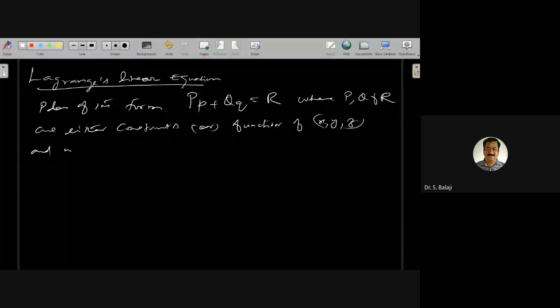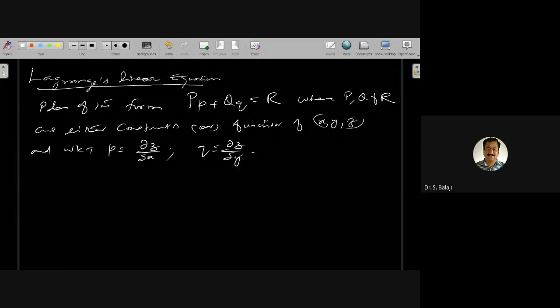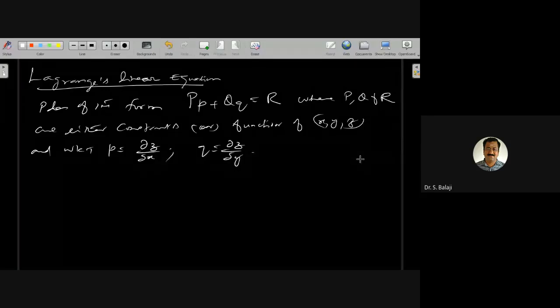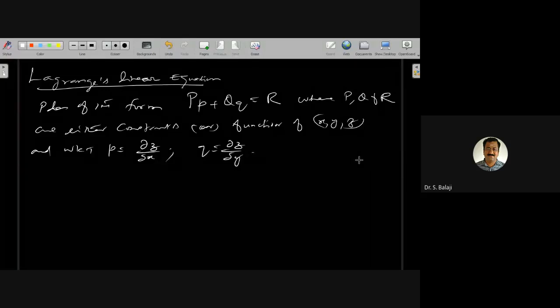And you know that small p is the standard notation: small p is equal to ∂z/∂x, and small q is equal to ∂z/∂y. That type of standard notation we can see here.